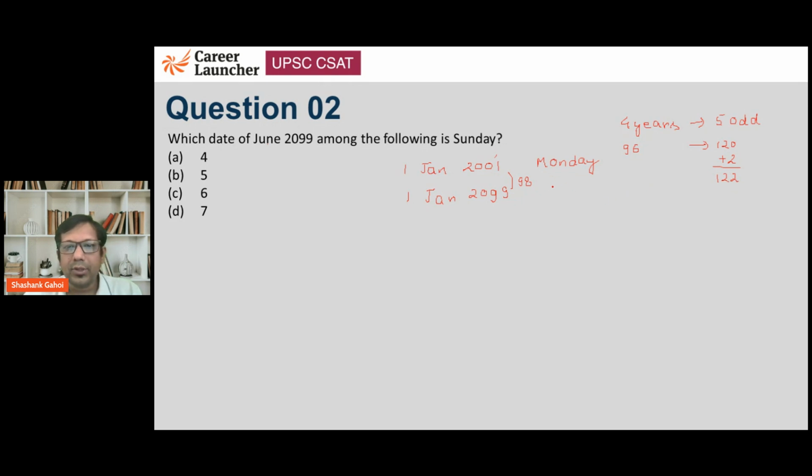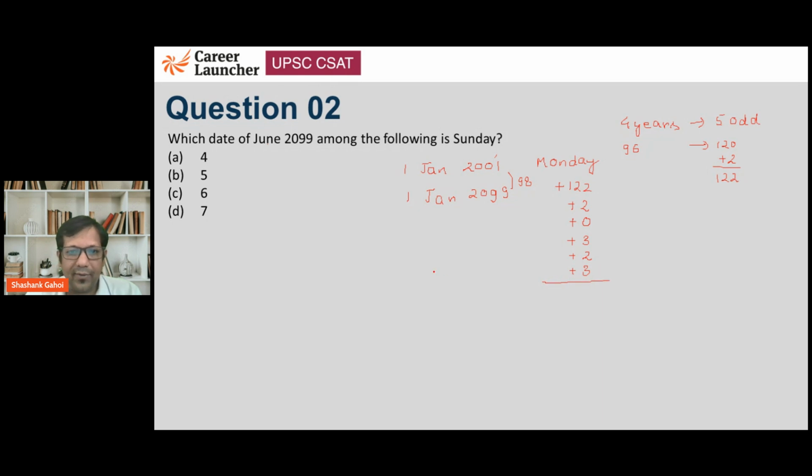So the total number of odd days is going to be 122 till 1st Jan. Now Jan has 31 days, from 1 Jan to 31st Jan. 31 days means 4 weeks and 3 days, so in Jan I am going to get 3 more odd days. Then if I talk about Feb, Feb is 28 days, so 0 odd days. March is 31 days, so 3 odd days. April is 30 days, so 2 odd days. May is 31 days, so 3 odd days.